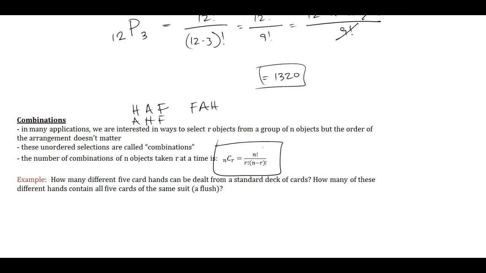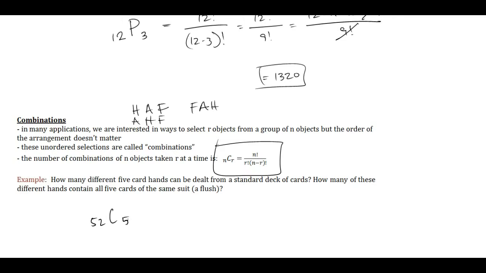So how many different 5-card hands can be dealt from a standard deck of cards? So I have 52 cards, and I am dealing out 5. So 52 C 5. Sorry, was thinking there. So I have 52 cards, and I am dealing out 5 cards, and that's how many different combinations I could make.